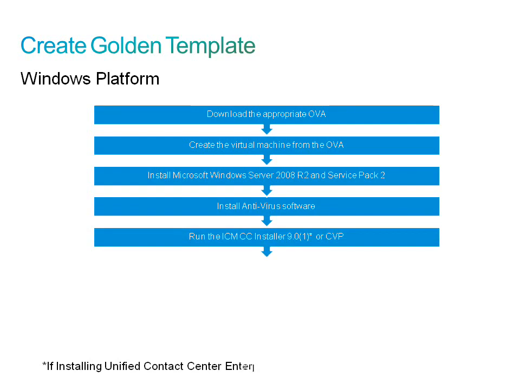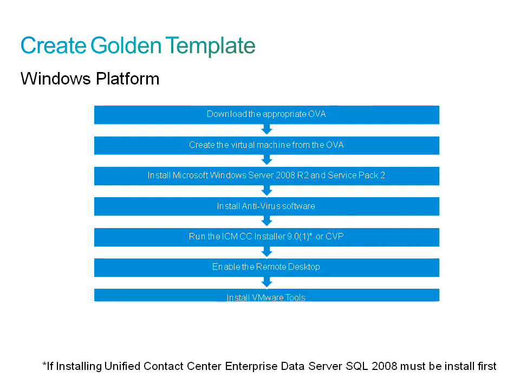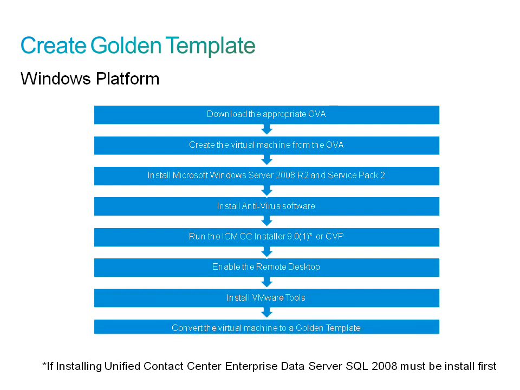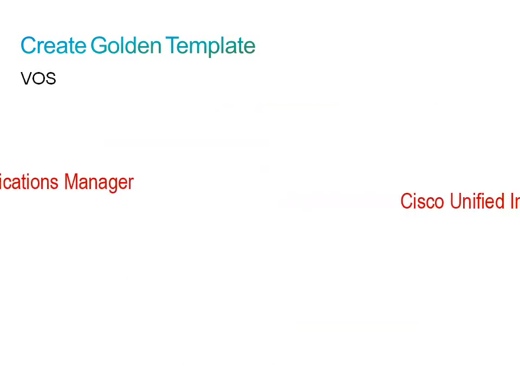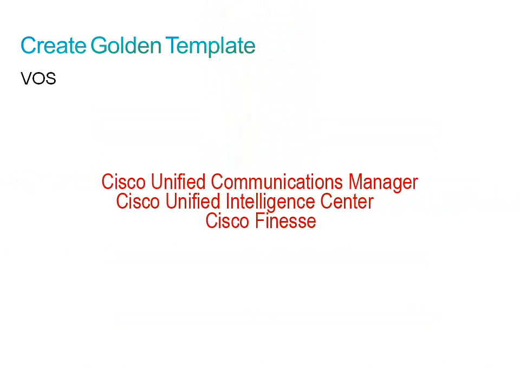However, if you are installing the CCE data server, you must first install SQL 2008. Next, enable Remote Desktop and VMware tools. The final step is to convert the virtual machine to a golden template. Communications Manager, Unified Intelligence Center, and Finesse use the Voice Operating System, often referred to as VOS.